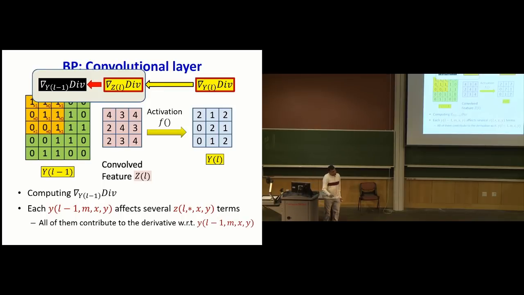The more complex one is when you take a step back, how do you compute the derivative with respect to the output of the previous layer given the current affine combinations? And here, you have to keep in mind that each Y position in the L minus 1th layer affects several Zs in the Lth layer, and each Z in the Lth layer is affected by several Ys in the L minus 1th layer.